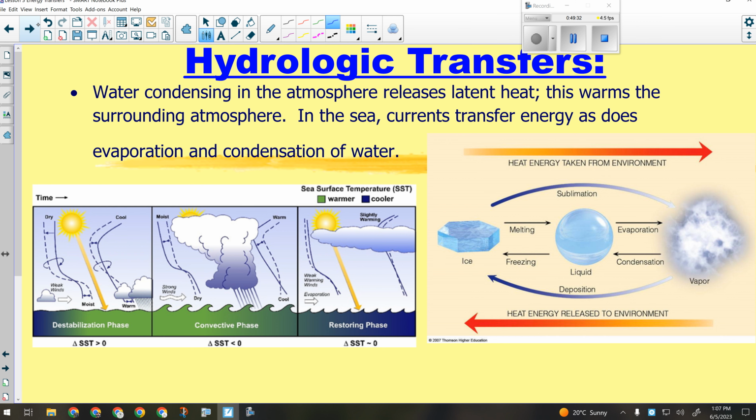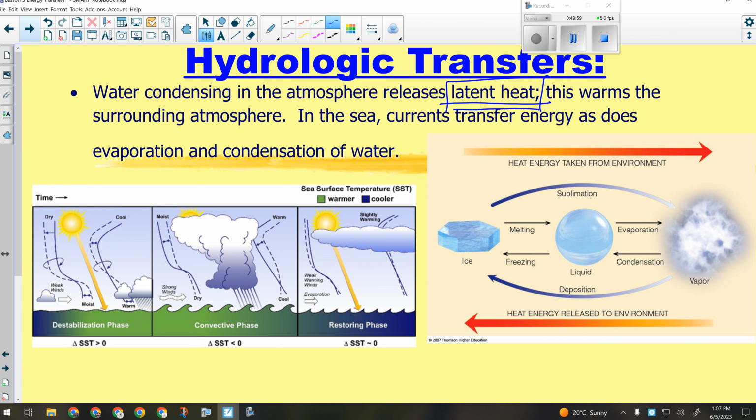Okay, so transfers within the water cycle. We talked about this just briefly, but I want to go into it in a bit of detail now. We talked about latent heat earlier. Latent heat is something that's going to come up over and over again in this unit. Latent heat is the energy stored in water vapor. You don't feel it. It's not sensible heat. It's not the thing you can detect by temperature.